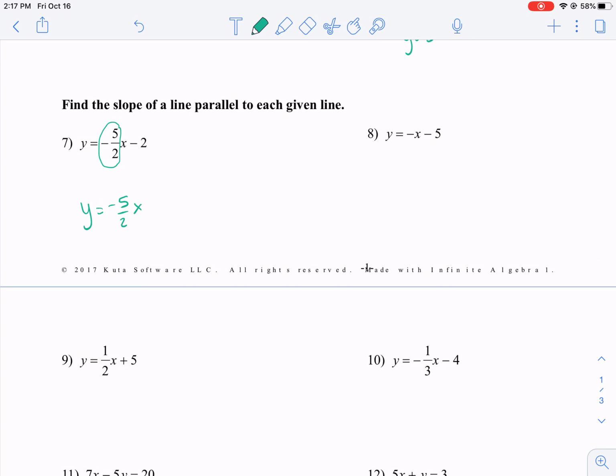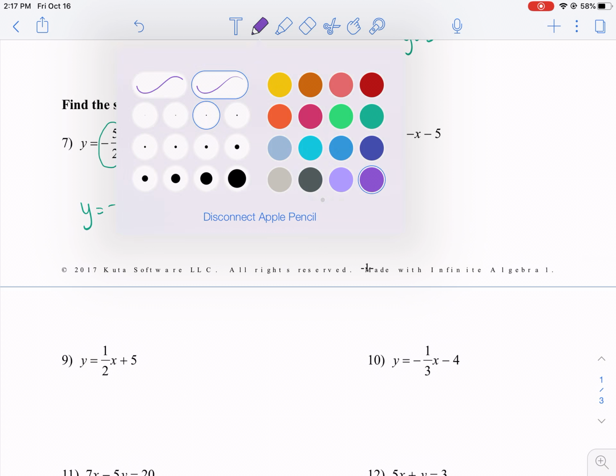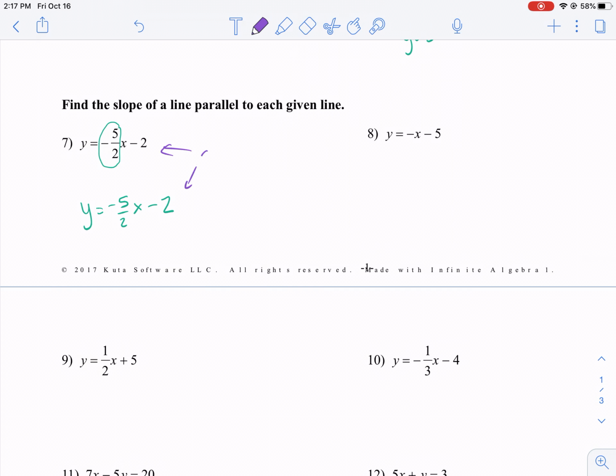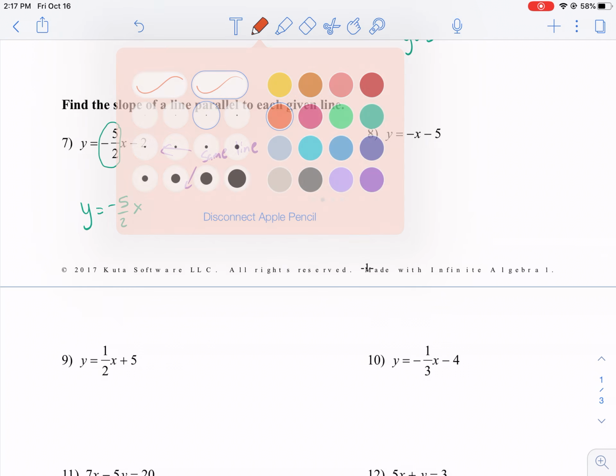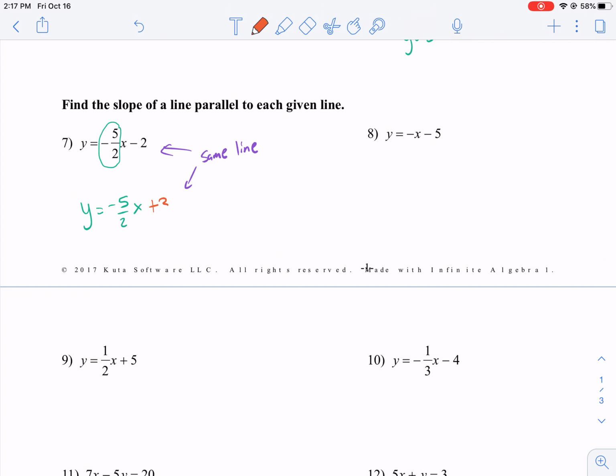Now, don't fall into the temptation of just writing minus 2. That's the same line. Don't just write the same line. We need a different line that's parallel. So a parallel line cannot be the same line. The easiest thing to do is just change the y-intercept to something else. So in this case, we do plus 3, and then we're done. That's a line that's parallel because it has the same slope.